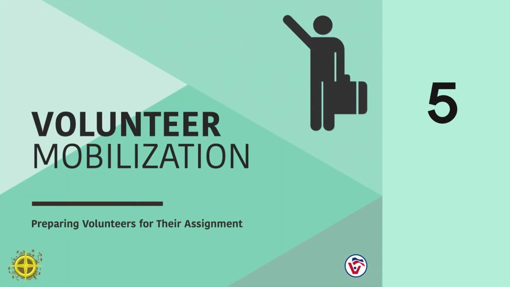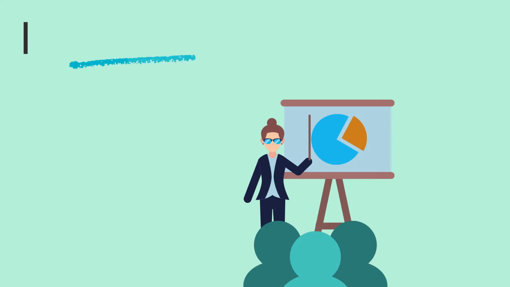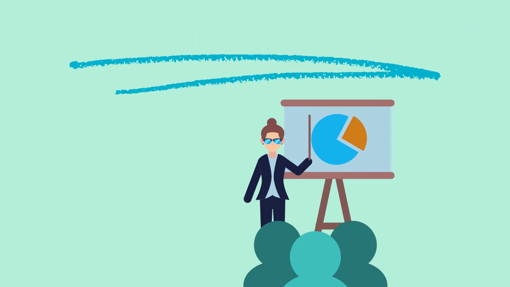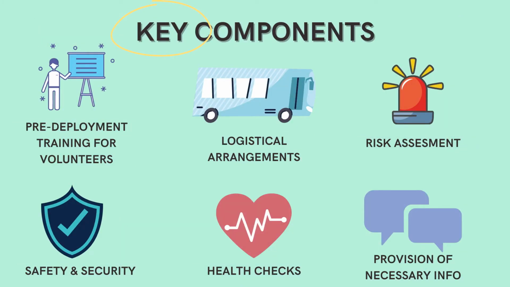The fifth component is volunteer mobilization, which looks at the processes related to the mobilization of volunteers, especially with regard to developing and running an effective pre-deployment training or orientation for volunteers. Key components of volunteer mobilization are pre-deployment orientation or training of volunteers, travel or transportation and logistical arrangements, locality risk assessment and emergency management planning, safety and security briefing for volunteers, health and medical checks, provision of necessary information to relevant stakeholders to prepare them for the volunteers' deployment.